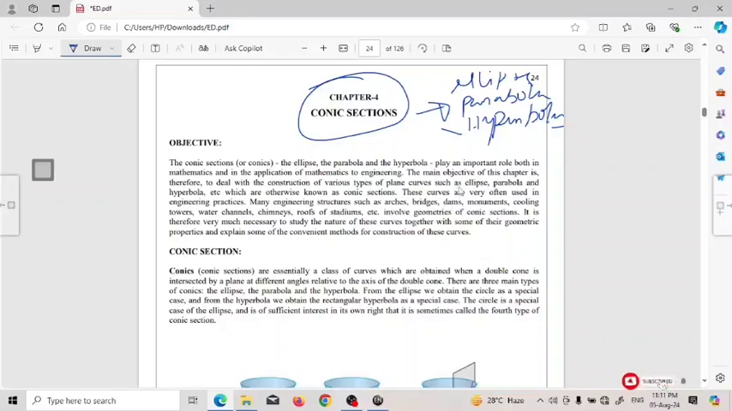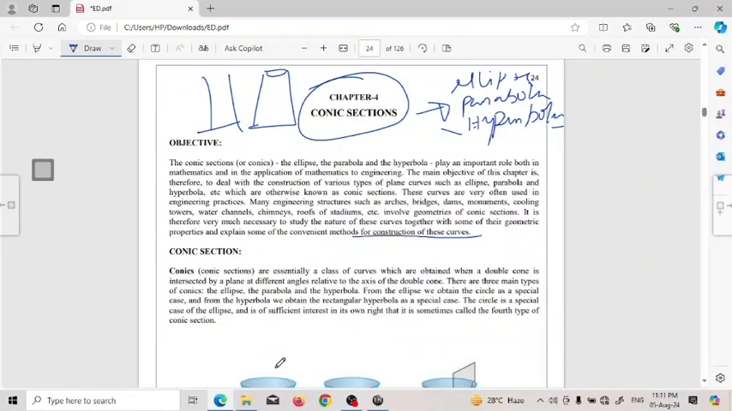These curves, the ellipse, parabola, and hyperbola, are very often used in engineering practice. Many engineering structures such as arches, bridges, dams, mountains, cooling towers, which are hyperbola, and conical chimneys, roofs, stadiums, etc. involve these curves. It is therefore very necessary to study the nature of these curves together with some of their geometric properties and explain some convenient methods for construction of these curves.